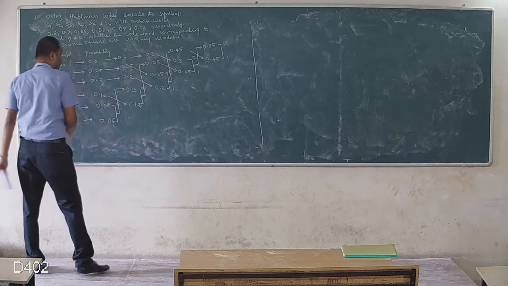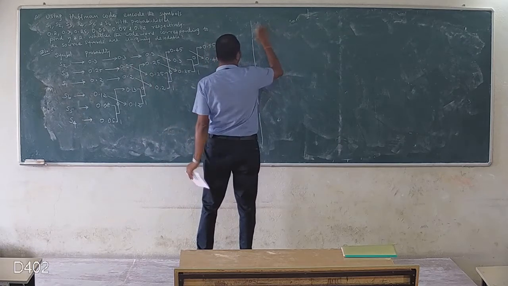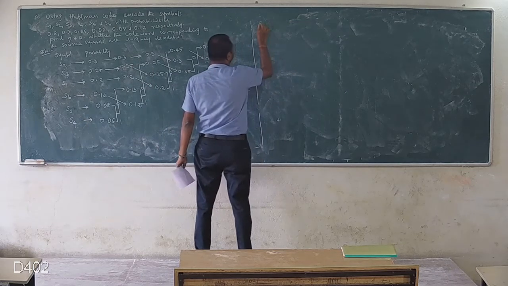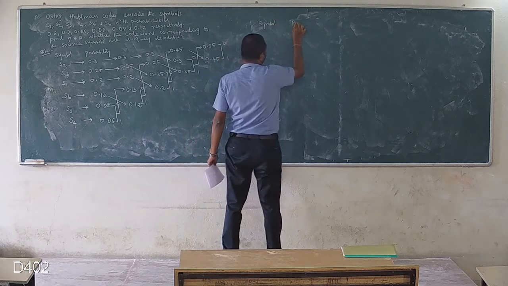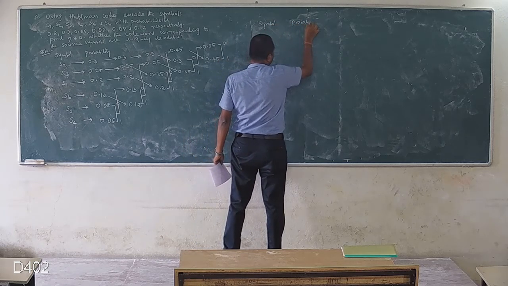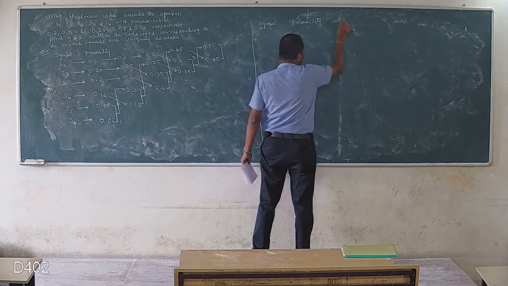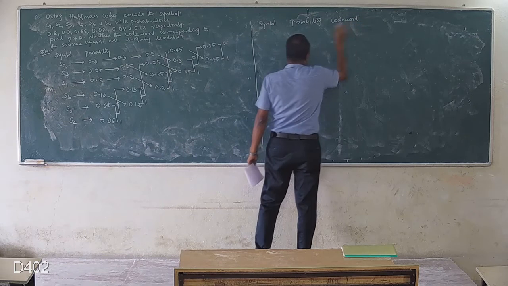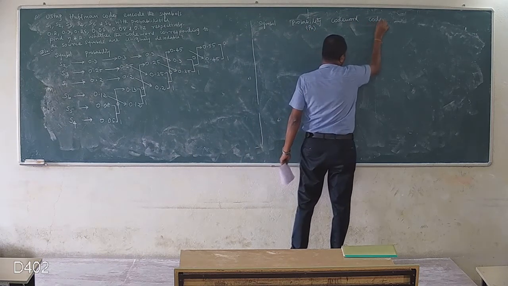Now we need to find the code word. For that you write the message. Here, not message, it is given as symbol. So symbol, probability, code word and code length.